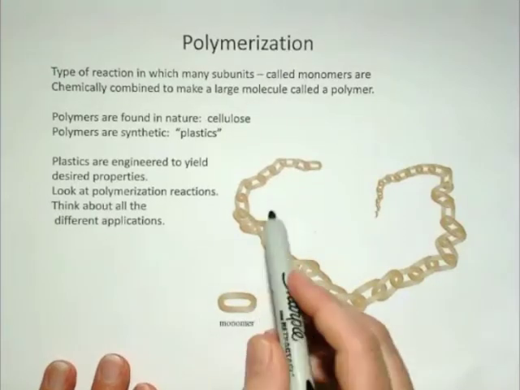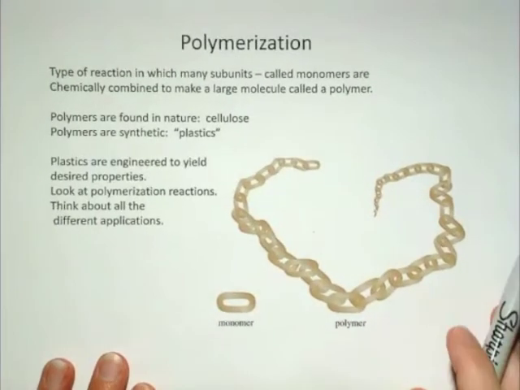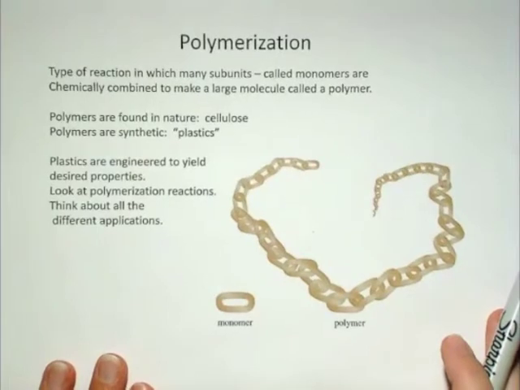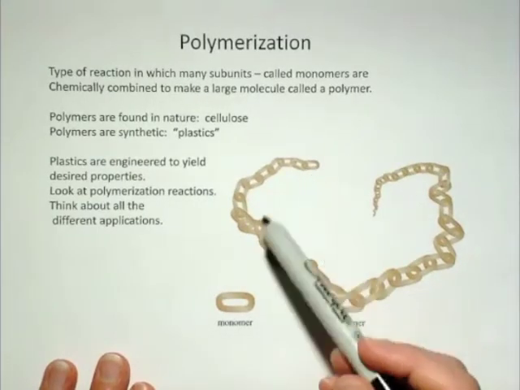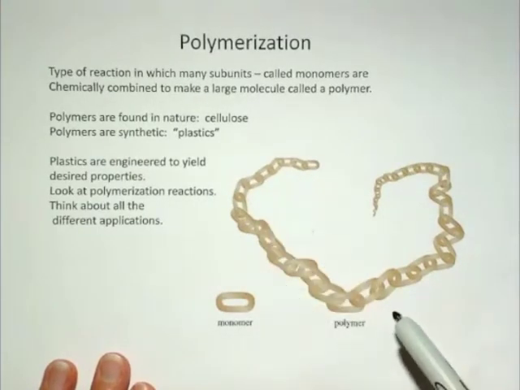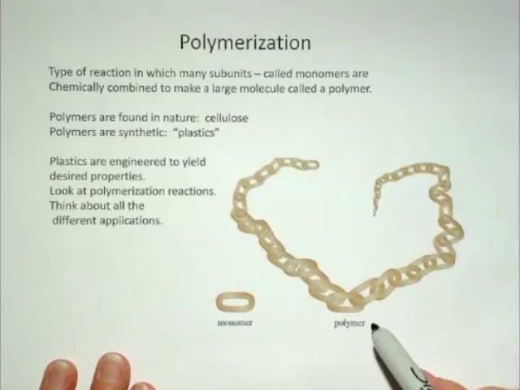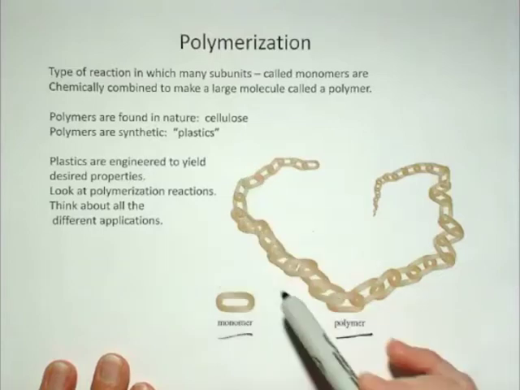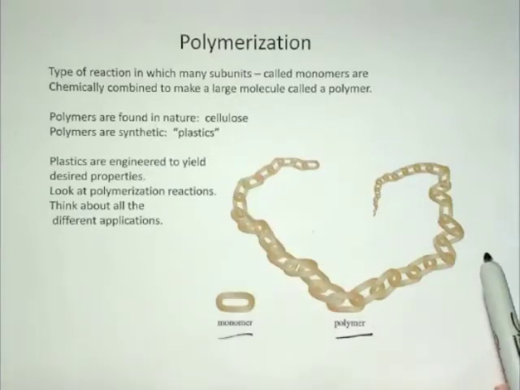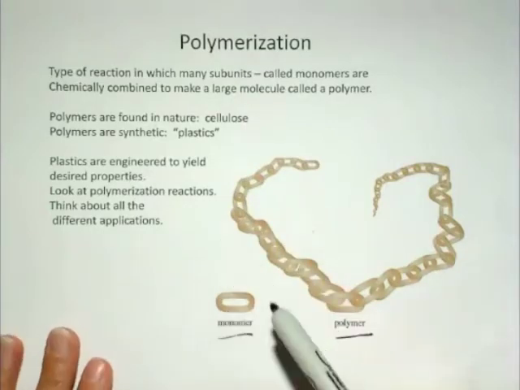So this is an example or a model of what we mean by a monomer and a polymer. If you imagine the links of a chain, each link would be considered the monomer, the pieces that join together to make the whole, which is the polymer. So we have monomers chemically combining to give polymers. Now in the example of a chain, obviously they aren't chemically combined, but you get the idea.